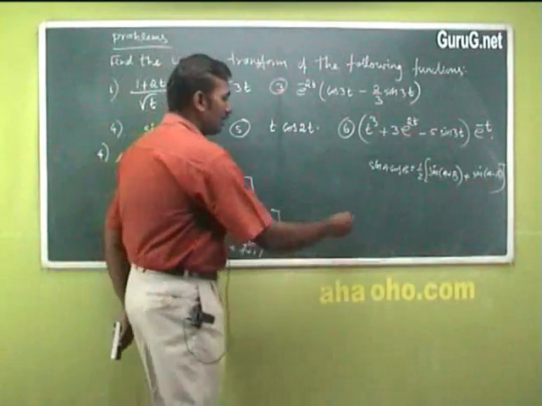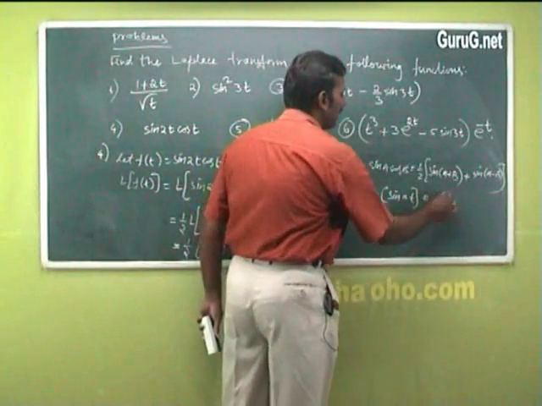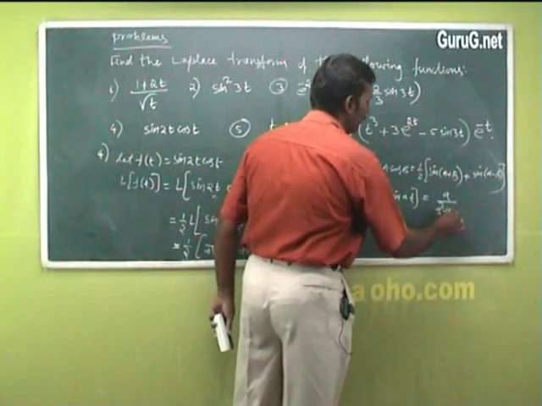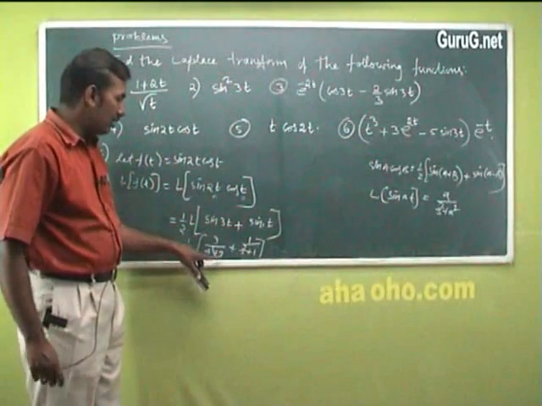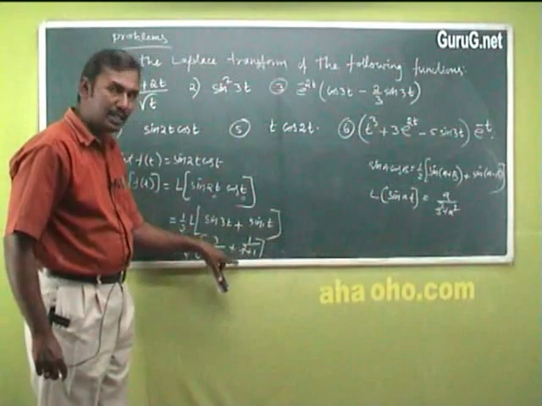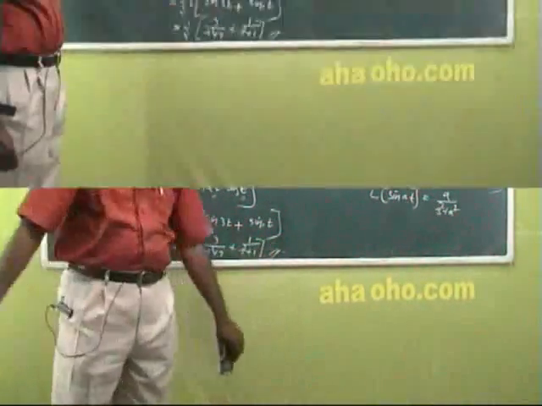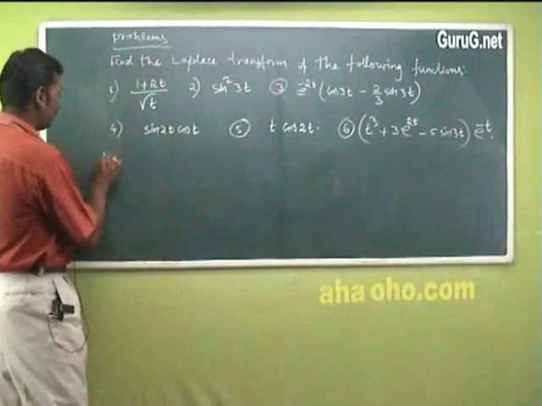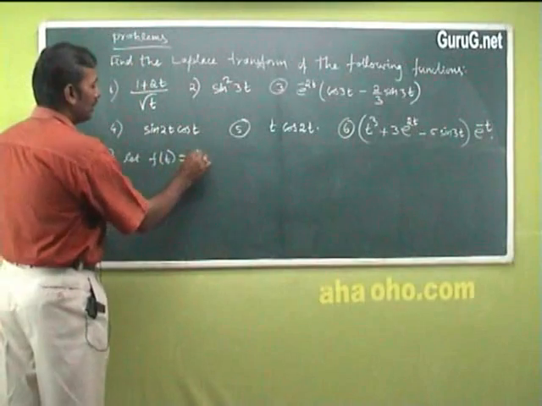Now what is the formula? L of sin at equal to a by s squared plus a squared. Now a is 3 here, so 3 by s squared plus 9 plus here a is 1, so 1 by s squared plus 1. Clear? Now the fifth problem, let f of t equal t cos 2t.